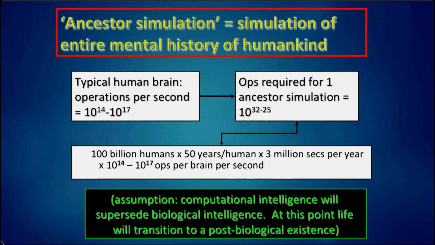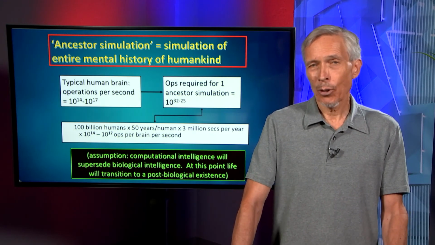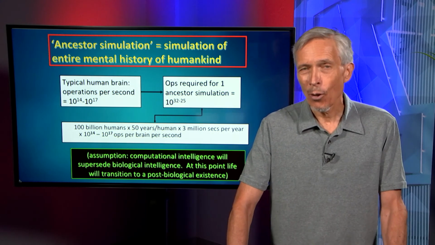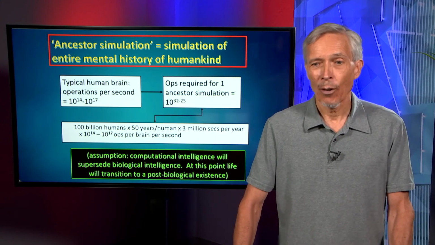And if you just crunch the numbers of the typical operations per brain per second and the number of humans that have ever lived on the planet, the number of computer operations or digital operations required for one ancestor simulation is at the high end about 10 to the power 32. That's an incredible number of simulation operations or computations. But actually, if you project computers into the future, it's only about 50 or 60 years away if Moore's law continues at its current rate.